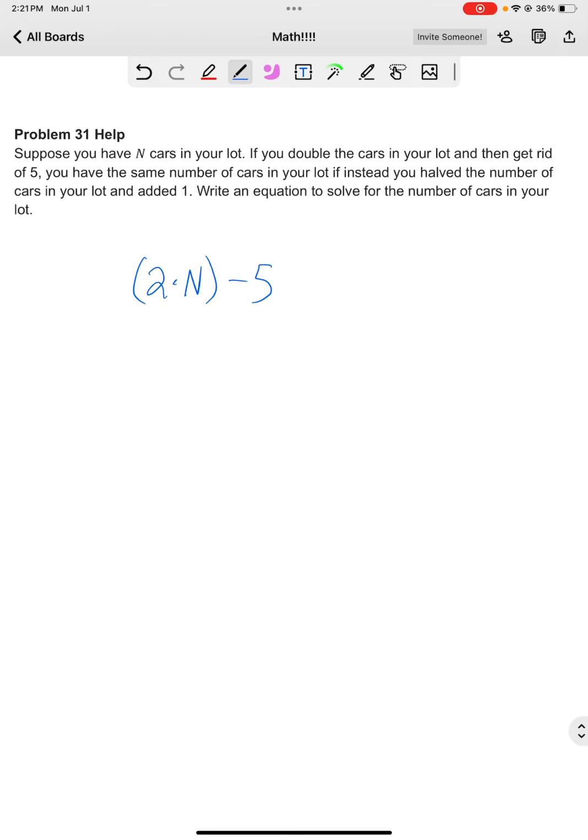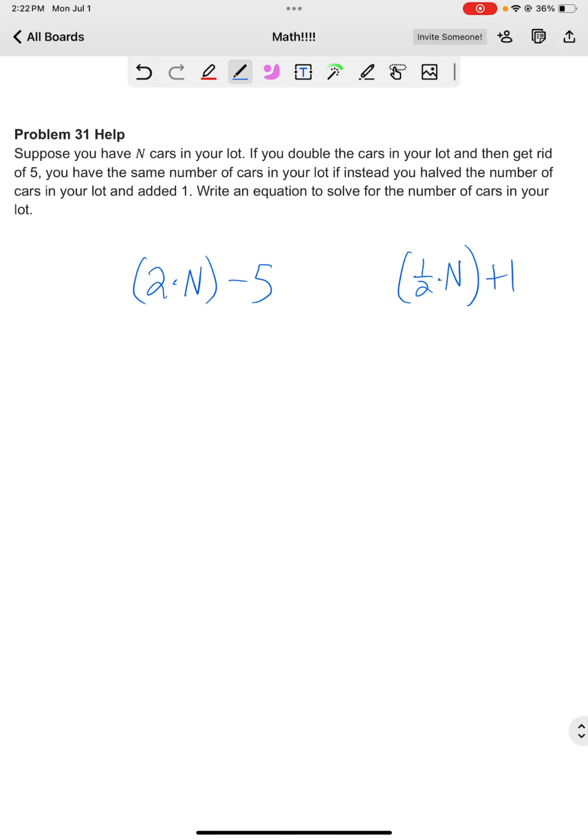So now let's think about the other thing, right? What happens if instead you halve the number of cars and then add 1? Now again, the first thing I want to do is halve them. And so in parentheses, I'm going to have the number of cars in my lot by multiplying by 1/2 or doing n divided by 2, whichever one you want. And again, putting parentheses to ensure that that operation comes first. And then I'm going to add 1, okay? Now again, that is the second way of manipulating the number of cars in my lot.